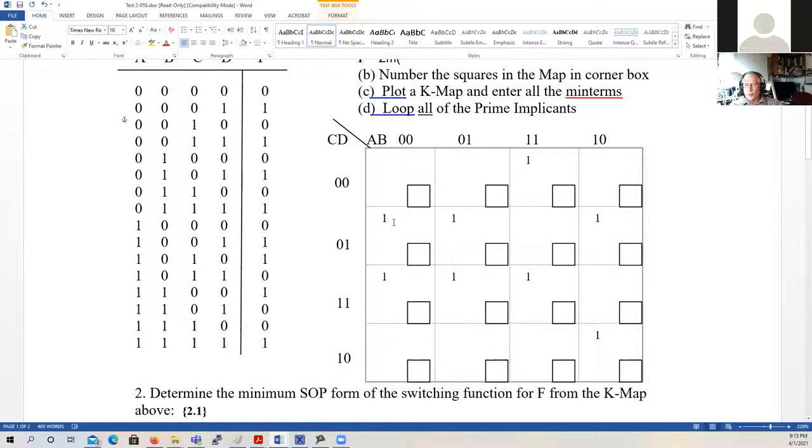Yeah, I can group it with this one over here because you have wraparound effects. This one, I can group with this one. So we'll group that. Even though this one was in this group of four and this one's in this group of four, I can use it again in this group of two. And I can use this one again in this group of two here. And then I have a one down here. Can I hook that up with anything? No. That's going to be a loop by itself. And this is going to be a loop by itself.